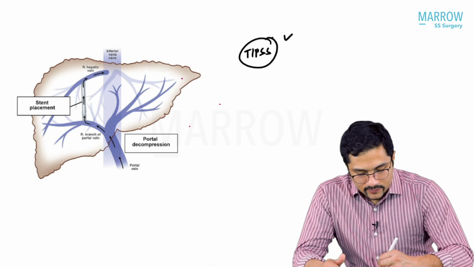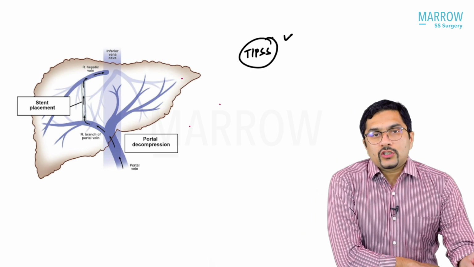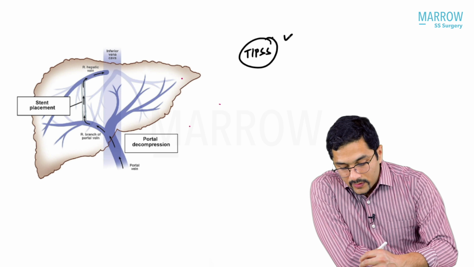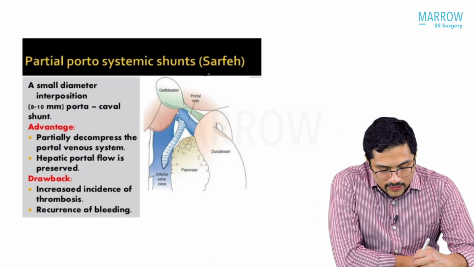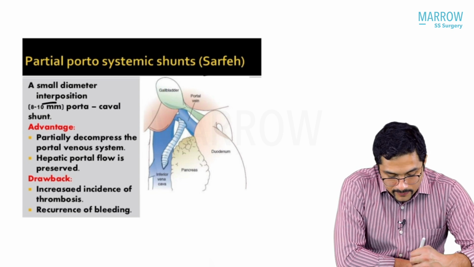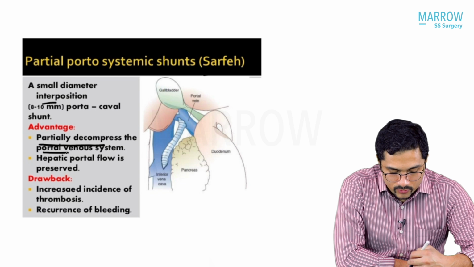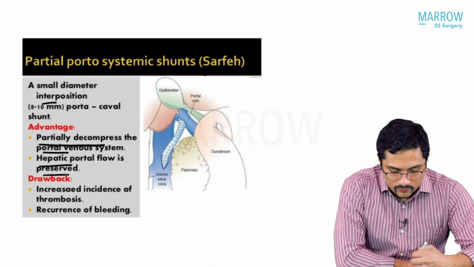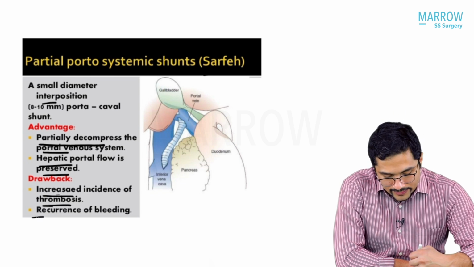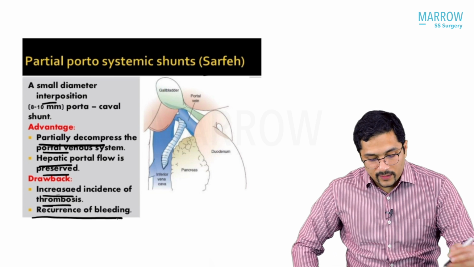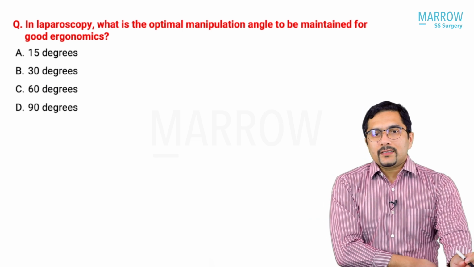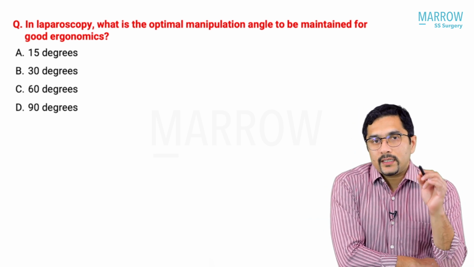TIPS is transjugular intrahepatic portosystemic shunt. This is an example of a non-selective shunt. Partial portosystemic shunts, or Sarfeh shunt: it's a small diameter portocaval shunt. It partially decompresses the portal venous system. Hepatic portal flow is preserved. The drawback is that there is increased risk of thrombosis and increased recurrence of bleeding, but the Sarfeh shunt is a selective shunt.